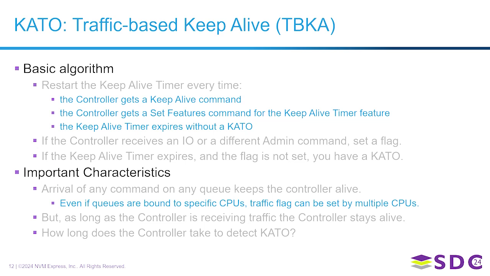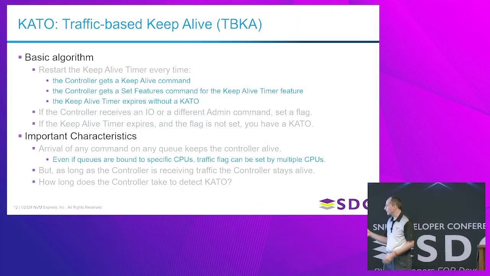For traffic-based keep alive, it still keeps the algorithm that if a keep alive command shows up, we restart the timer. But the key here is that if it is receiving other traffic on other queues, it will still consider that a healthy communication there. And that means that you do have to have communication between cores and between the queues about the traffic that's going on. But it's viewed that that's worth it, because then you don't have to rely on what priority the host is giving to the keep alive commands.